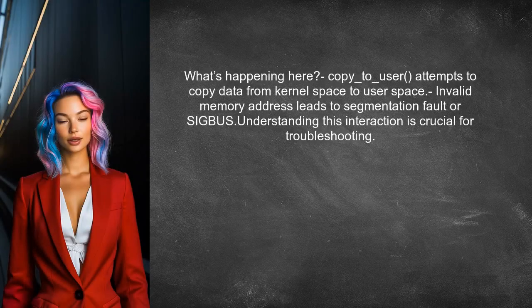So what's happening here? When you call copy_to_user, it attempts to copy data from kernel space to user space. If the memory address is invalid, you want it to behave as if the user space is trying to access that memory, resulting in a segmentation fault or SIGBUS. Understanding this interaction is crucial for troubleshooting.